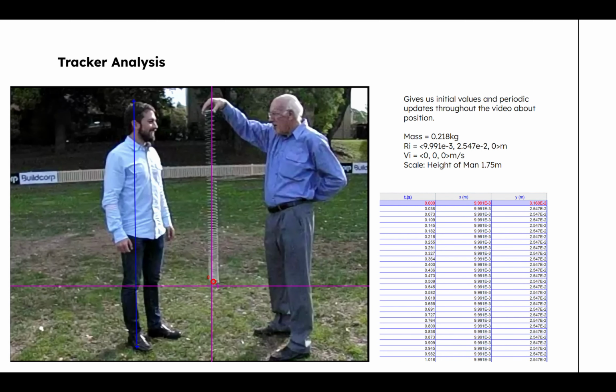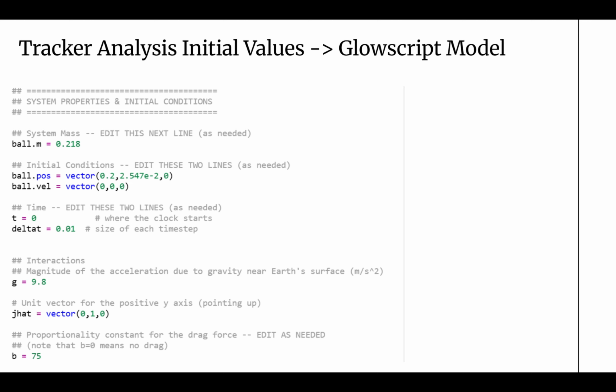So for our Tracker analysis, here you can see on the left the actual video that we're using, the source video. It stated in the video that this guy is 1.75 meters tall, so that's the scale of the video, and it states that the slinky's mass is 0.218 kilograms, and this also gives us our original position and our original velocity, because we know that it starts at rest. So using these initial values, we can plug them into our GlowScript model.